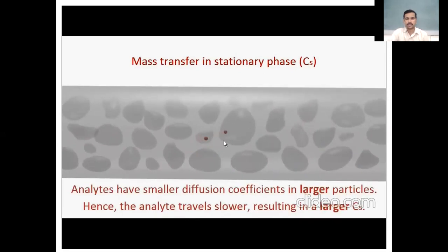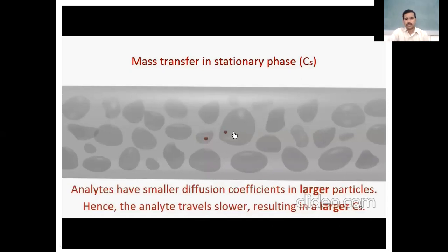Here you can see the stationary phase has retained the solute for the maximum extent of time, and this is known as mass transfer of the solute into the stationary phase. You can see here at the wide volume of the column, there is a mobile phase, and the solute has not moved into the mobile phase. Our solute is not present in the interface between the stationary phase and mobile phase. Therefore, it is transferred into the stationary phase only. And as a result, analytes have similar diffusion coefficients in larger particles. Hence, the analyte travels slower, resulting in a larger concentration of the solute in the stationary phase.